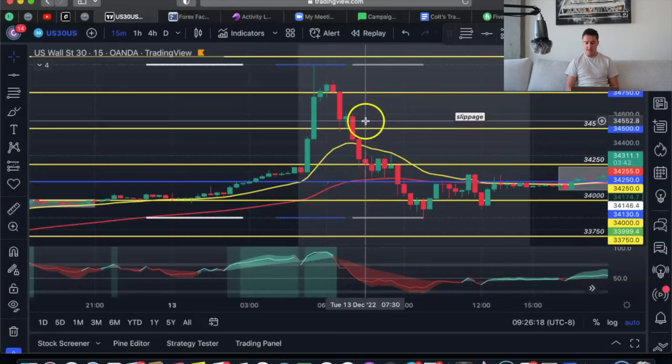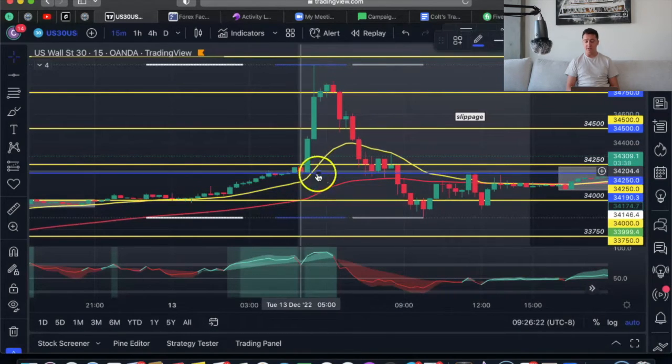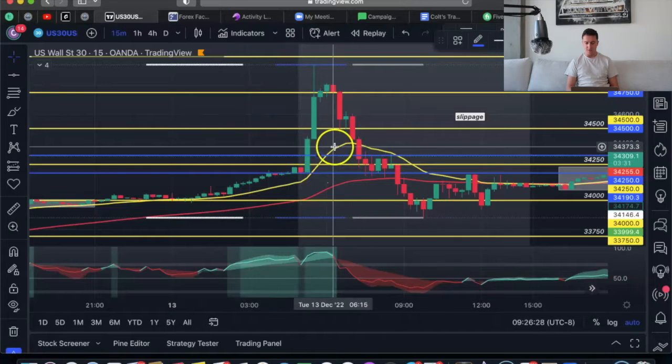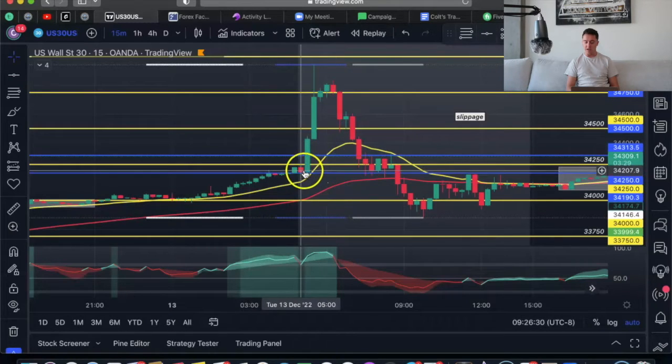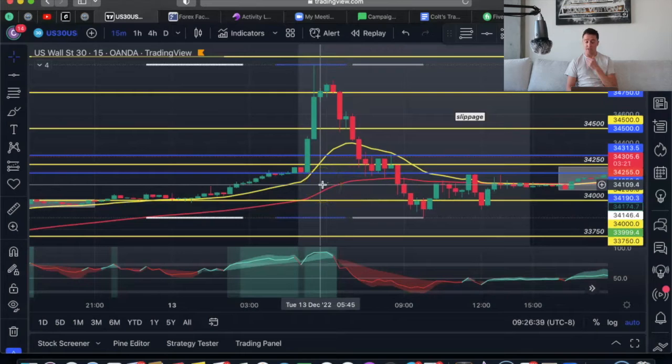Let me delete this yellow line. I don't know why this is here. So let's say at this blue line right here, we thought it was going to be a good sell. So we sold right here. And then let's say we had our stop loss right here where this other blue line is. We're going to enter right here, and our take profit is going to be at this next psychological level of 34,000. Awesome, we have our trade set up.